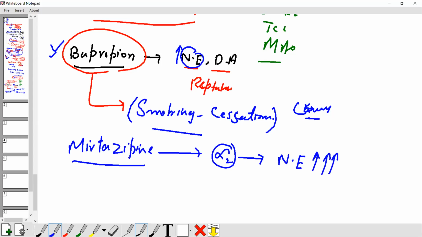Increase release of norepinephrine. What's the problem in depression? In depression, what is inside the brain? Little norepinephrine. Yeah. So what is mirtazapine doing? Increasing release of norepinephrine. So this mirtazapine we can also use for depression. Understand?